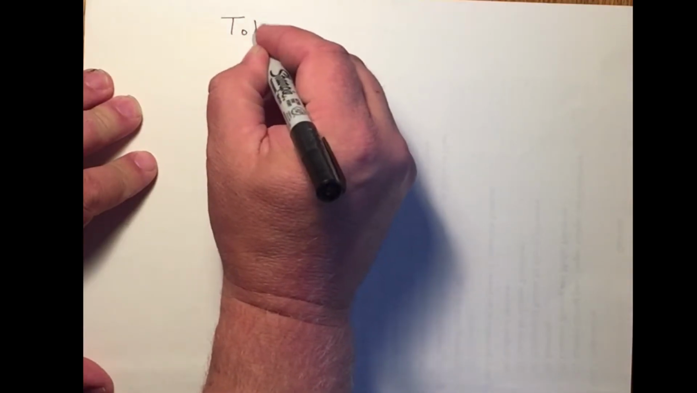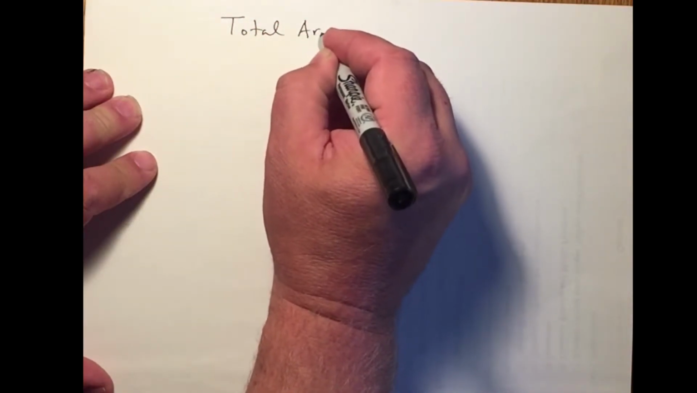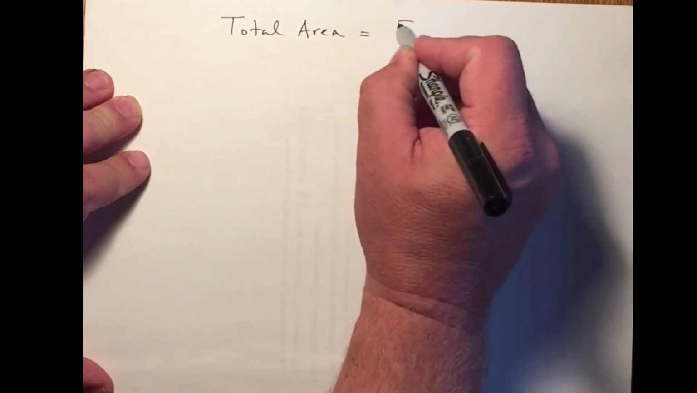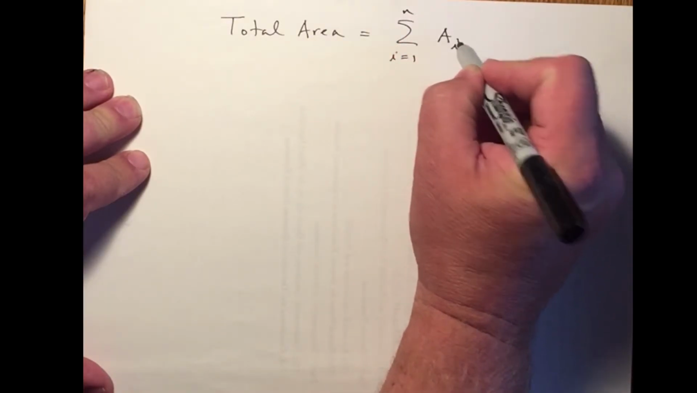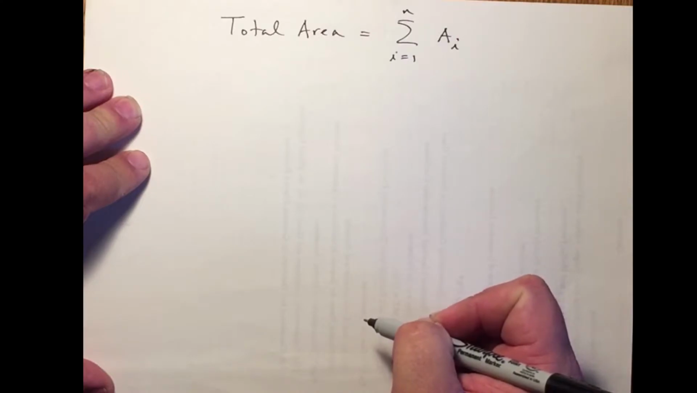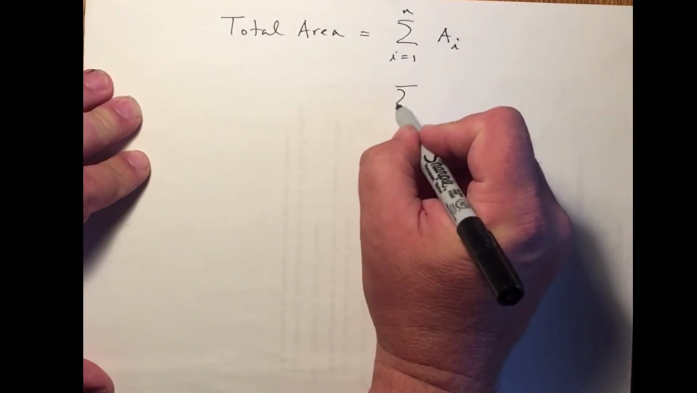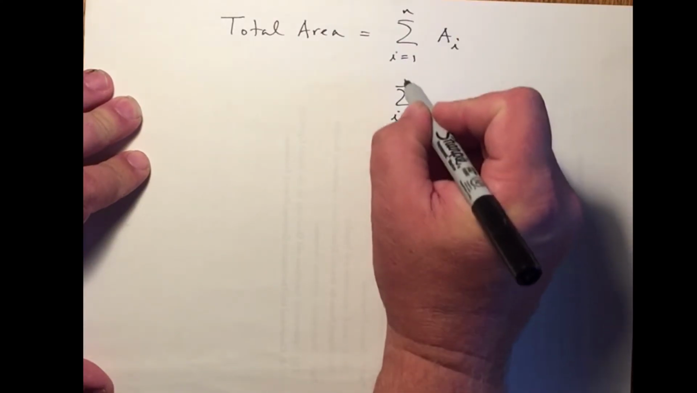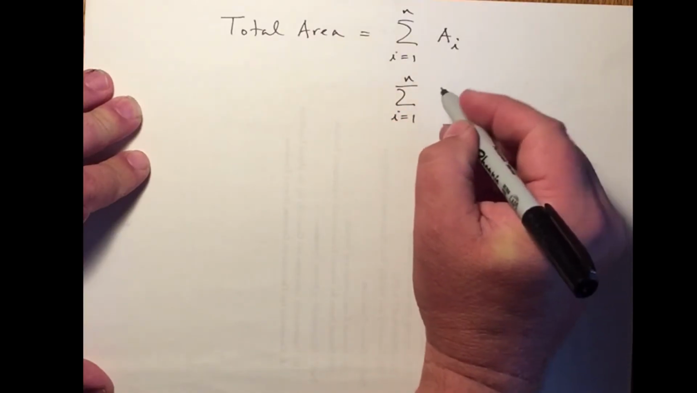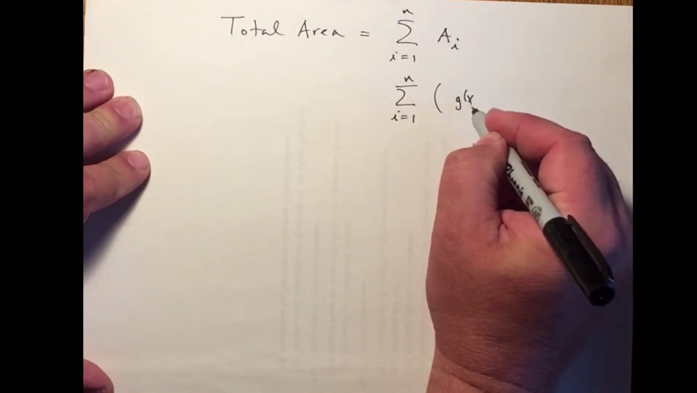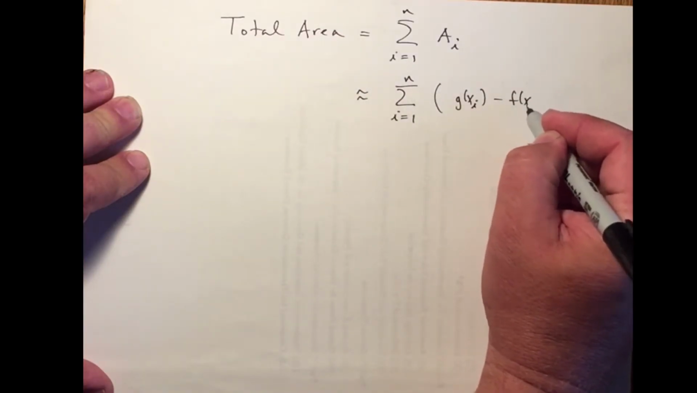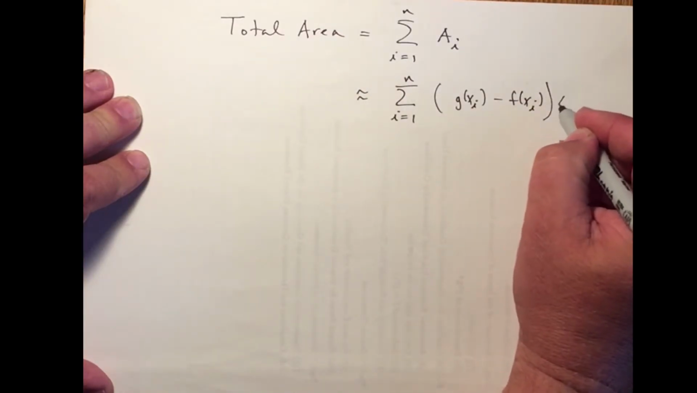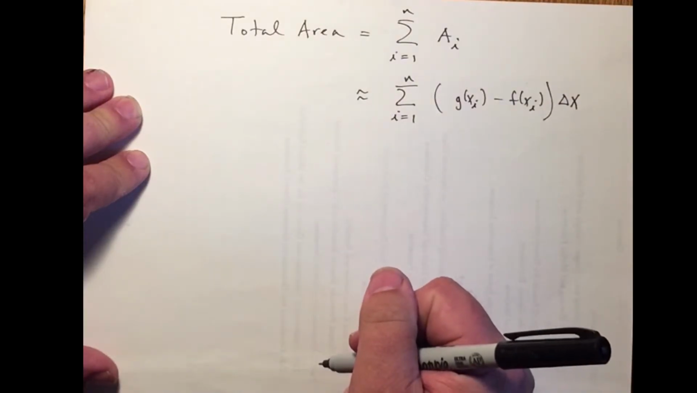We know the total area of our region is equal to the sum of the areas of the strips of the region. We also know that each of those strips, its area is approximately equal, here's our approximation, equal to the area of the rectangle we're approximating it by.